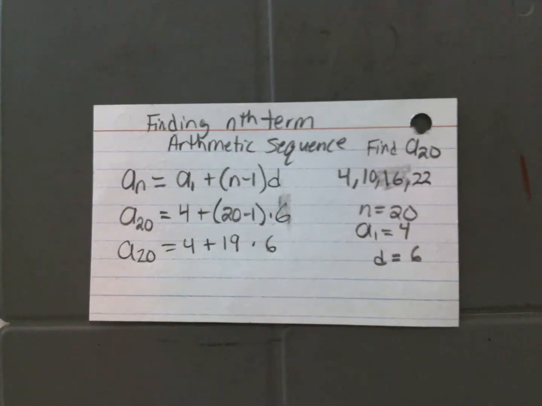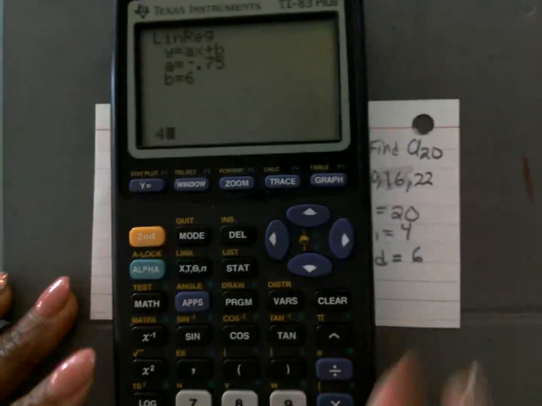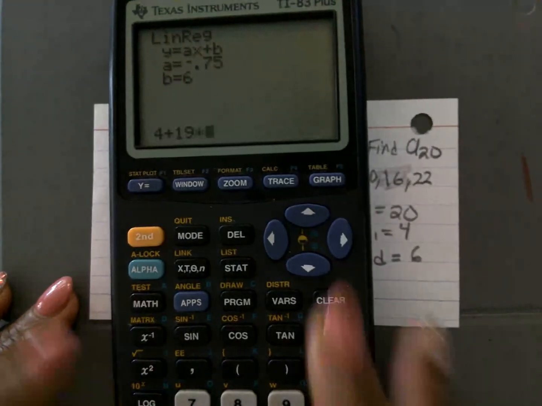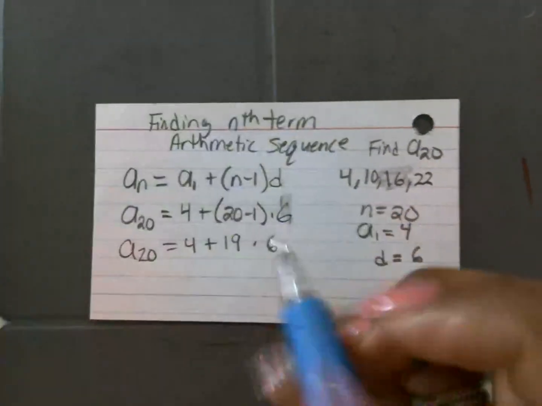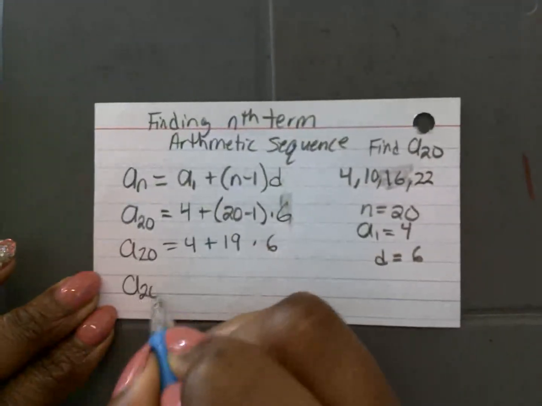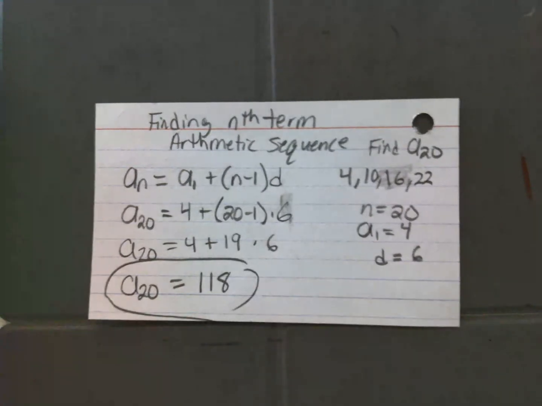So what does that give us? What's first? 19 times 6 is first. What's 19 times 6? 114. So we could have typed this in all together. We could have said 4 plus 19 times 6. And that gives us what? 118. Very good. So the 20th number in the list is 118. All right, please put this note card on your key ring.